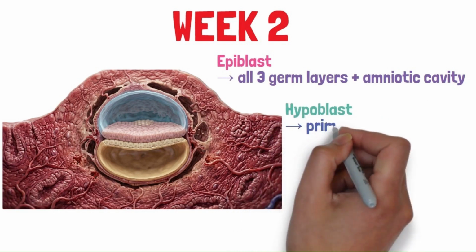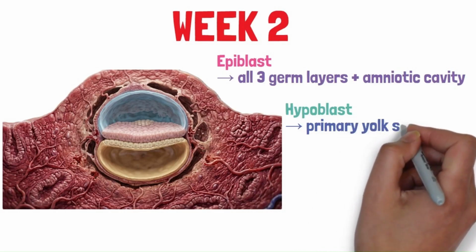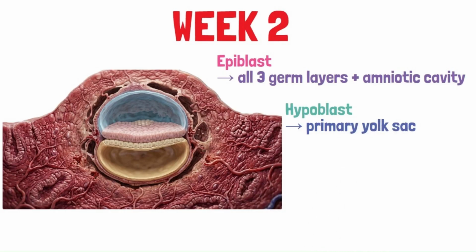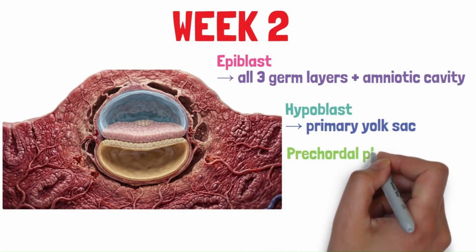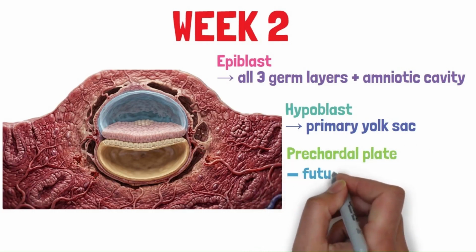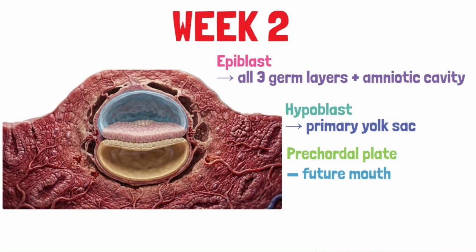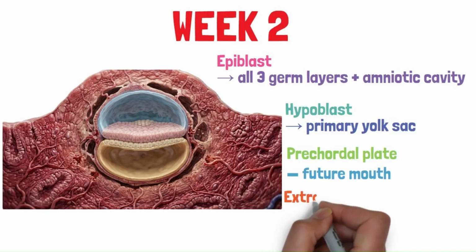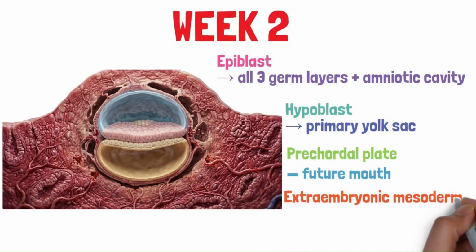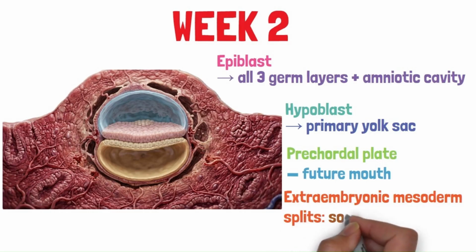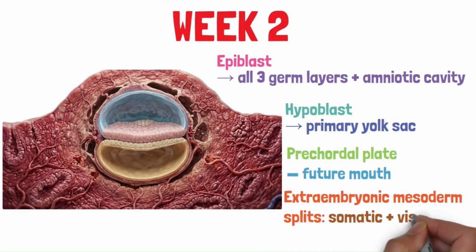Where the epiblast and hypoblast fuse at one end, you get the precordal plate. This marks the future head end and future mouth. The extra-embryonic mesoderm, which comes off the epiblast, splits into a somatic layer lining the trophoblast and amnion, and a visceral layer covering the yolk sac. That space between them becomes the chorionic cavity.